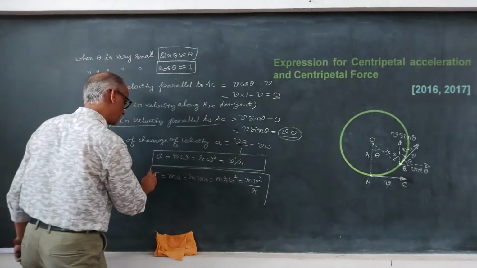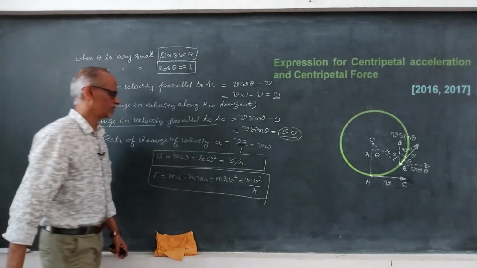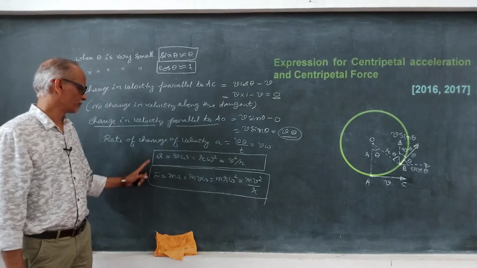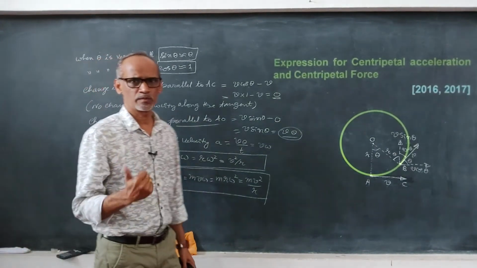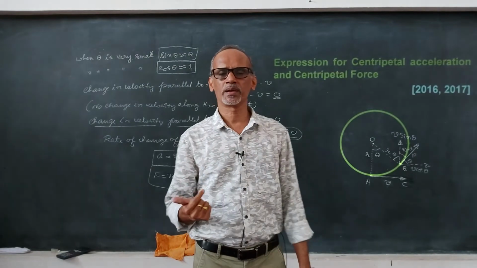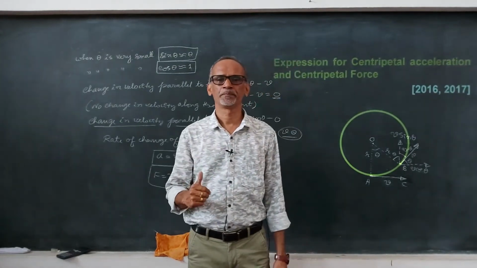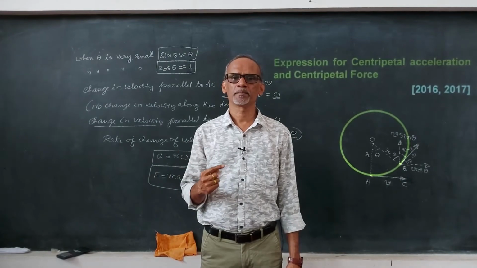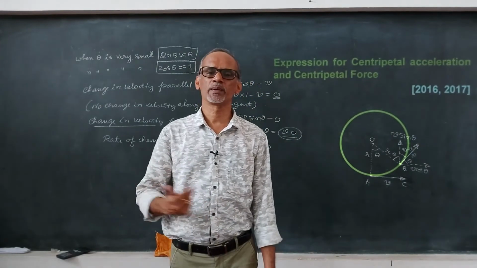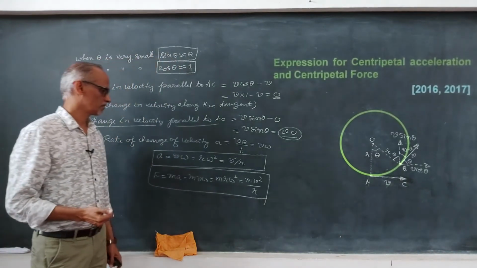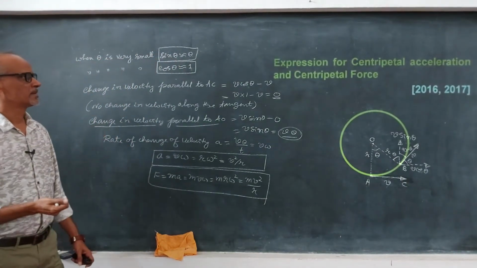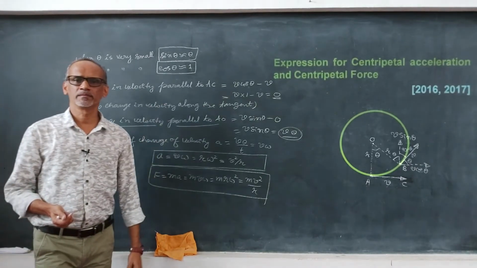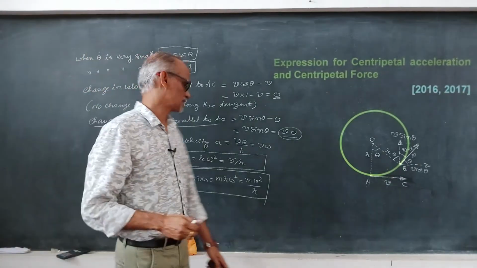So, these are the two different forms of expression for acceleration and the force. Okay. So, what is the formula for acceleration? A is equal to v omega, A is equal to omega square R, A is equal to v square by R. Then what about force? F is equal to m v omega, m omega square R, and then m v square by R. This is the formula for centripetal acceleration, and this is the formula for centripetal force. Important derivation, it has appeared twice in the examination.